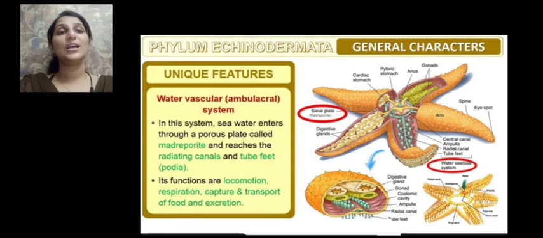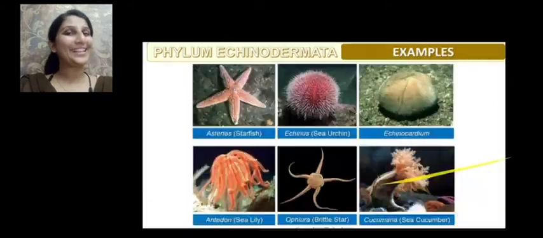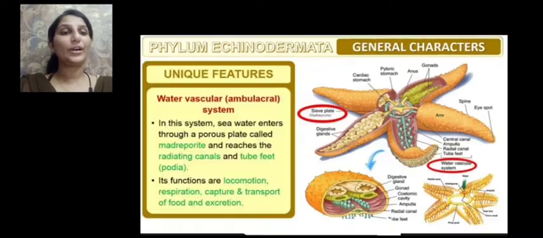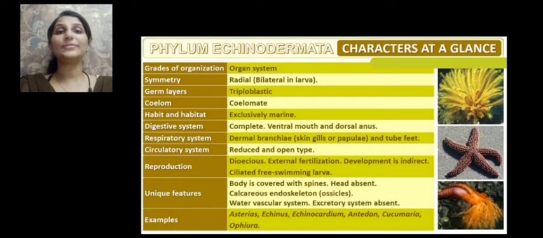So this is the unique feature called the water vascular system, in which water enters through a porous plate called the madreporite, then goes forward through the radiating canals and reaches the tube feet. This water vascular system helps in locomotion, respiration, capture and transport of food, and also in excretion. Some examples are the starfish, Asterias, Echinus, Echinocardium, Antedon, and Ophiura. All these are examples of echinoderms.